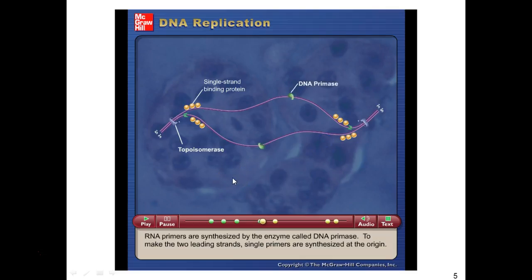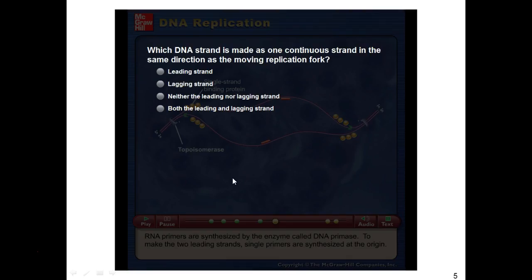RNA primers are synthesized by the enzyme called DNA primase. To make the two leading strands, single primers are synthesized at the origin. Okay, so they're going to make that. Which strand is made as one continuous strand in the same direction as the moving replication fork?